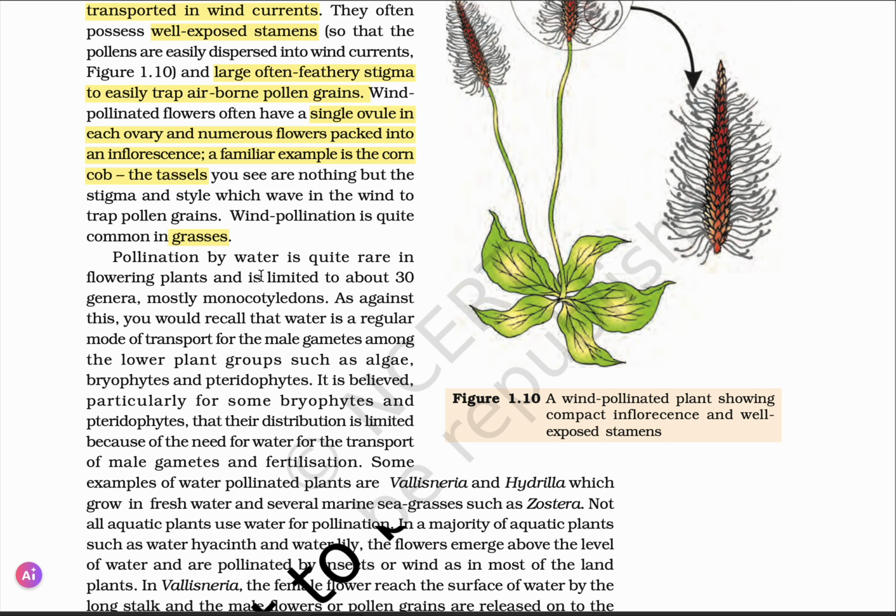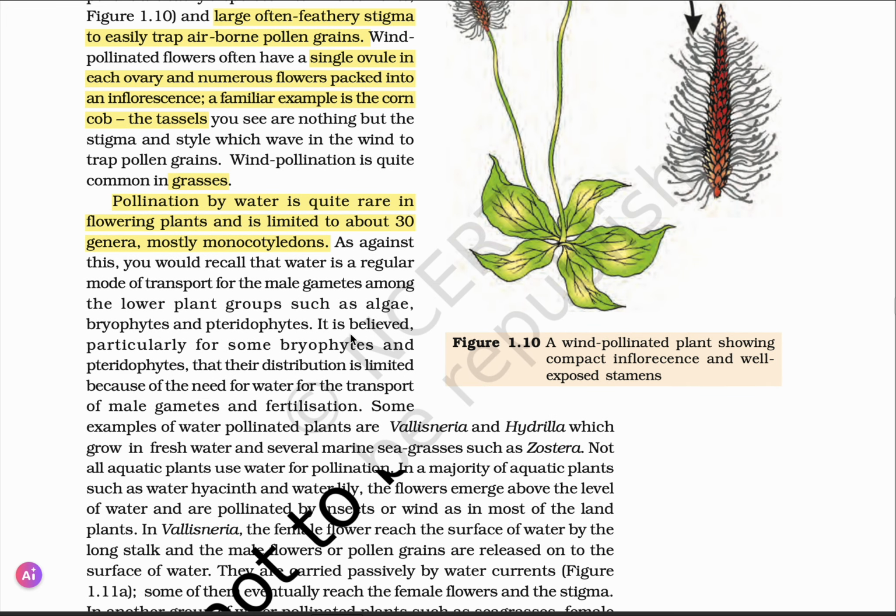Now, pollination by water is quite rare. We need to remember that it is limited to about 30 genera, mostly monocotyledons. As against this, you would recall that water is a regular mode of transport for male gametes among the lower plant groups such as algae, bryophytes, and pteridophytes. It is believed, particularly for some bryophytes and pteridophytes, that their distribution is limited because of the need of water for transport of male gametes and fertilization.